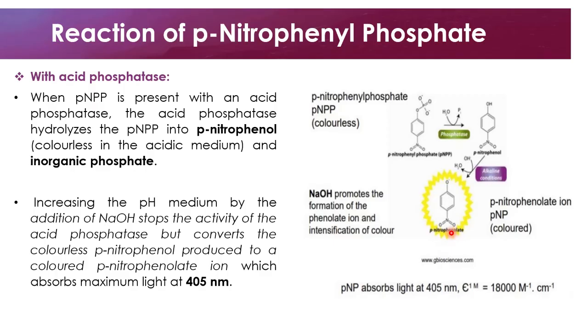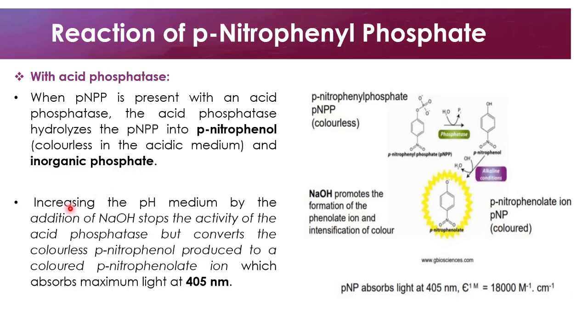Now the reaction of p-nitrophenol phosphate with acid phosphatase. When p-nitrophenol phosphate is present with an acid phosphatase, the acid phosphatase hydrolyzes the p-nitrophenol phosphate into p-nitrophenol, which is colorless in the acidic medium, and inorganic phosphate.